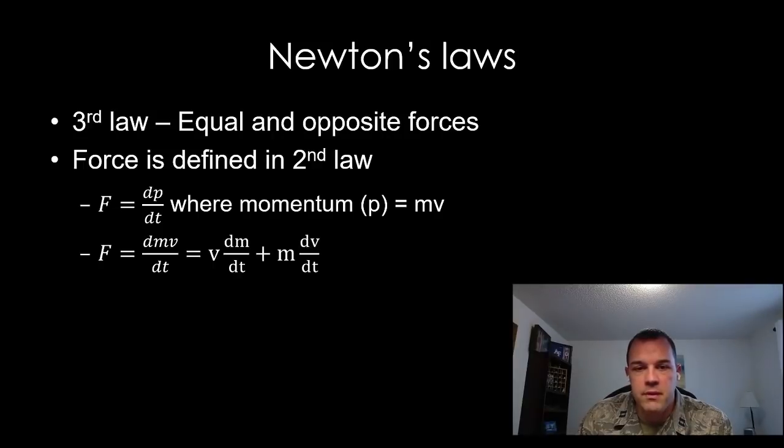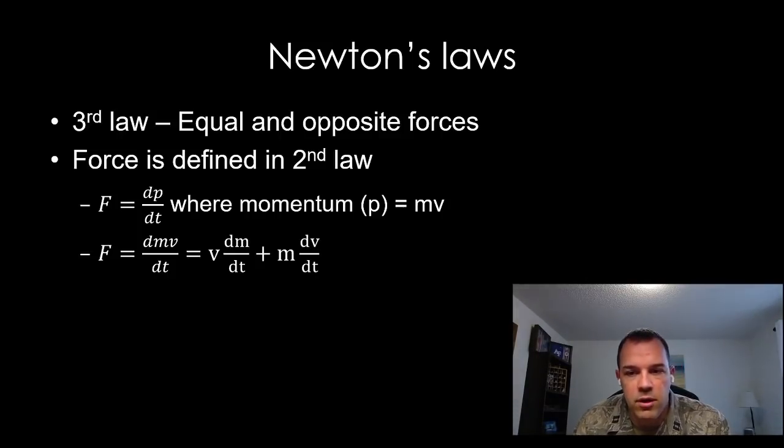Now, if we split this up, do a little algebra here, you can see that you can split it into two terms: the velocity times the change in mass, and the mass times the change in velocity. Now, usually that first term, the change in mass term, goes away because Newton's law doesn't account for something losing mass. So there's some algebraic acrobatics we have to do here to get this to work out.